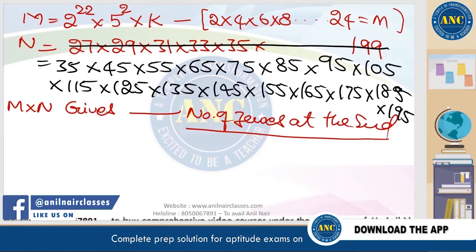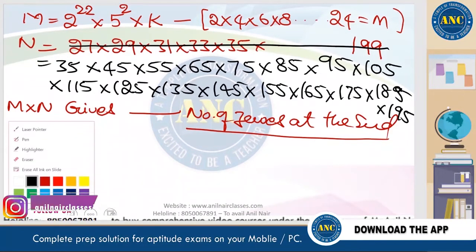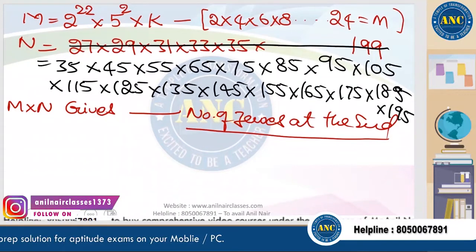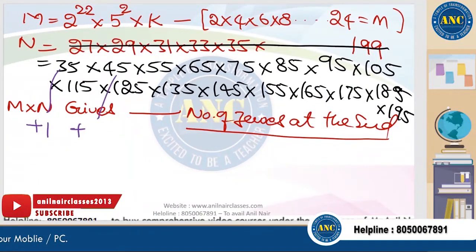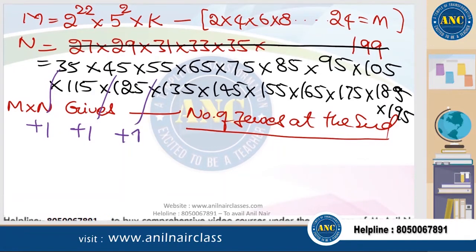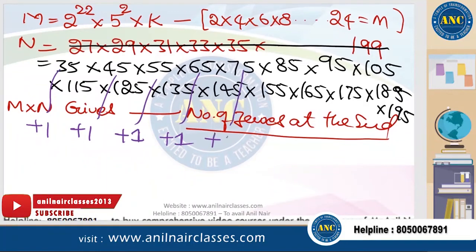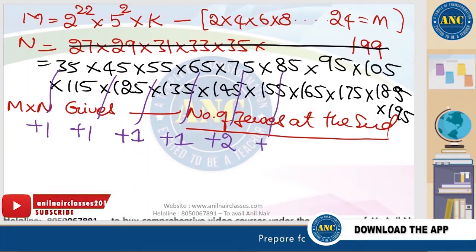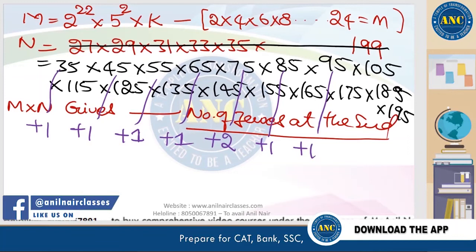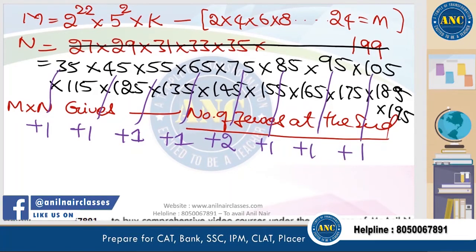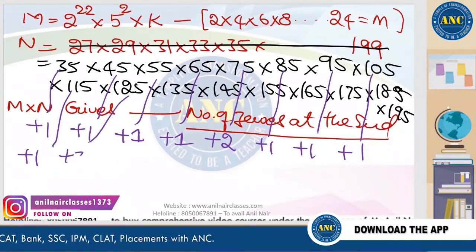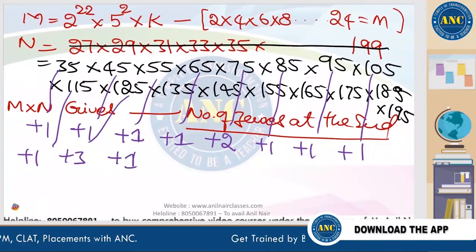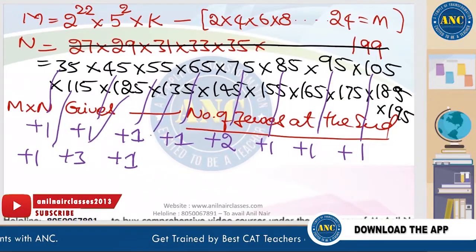If you observe closely, listen carefully to this question. I require the number of 5s. 35 is 5 into 7, plus 1. 45, plus 1. 55 is 5 into 11. 65 is 5 into 13. 75 is 25 into 3, plus 1. These also plus 1. These 5 cube, it is plus 3. It is plus 1. 5 into 20, plus 1 is for this.